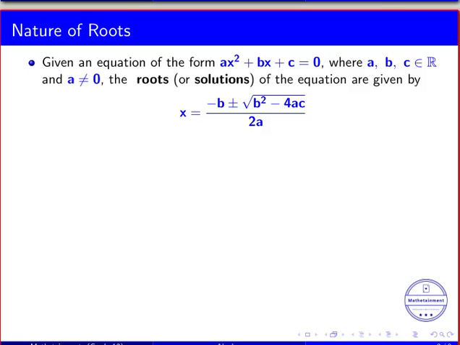Given an equation of the form ax squared plus bx plus c, where a, b, and c are real numbers and a is different from 0, the roots or the solutions of this equation are given by this formula here, which is famously known as the quadratic formula. We proved this formula in our previous lesson.